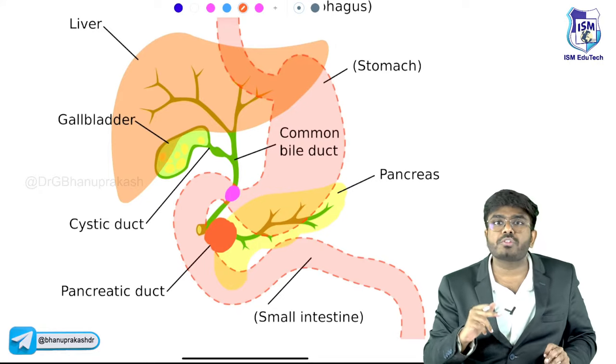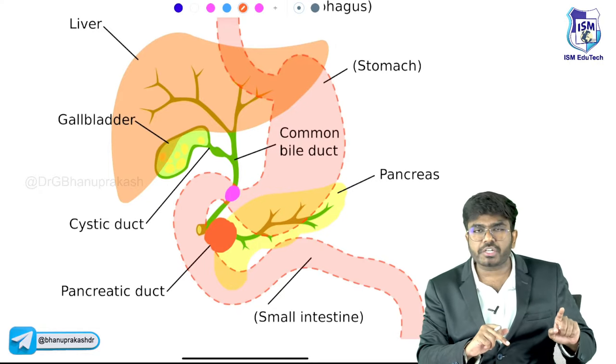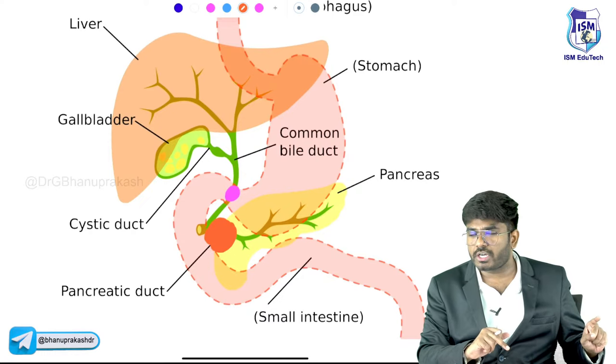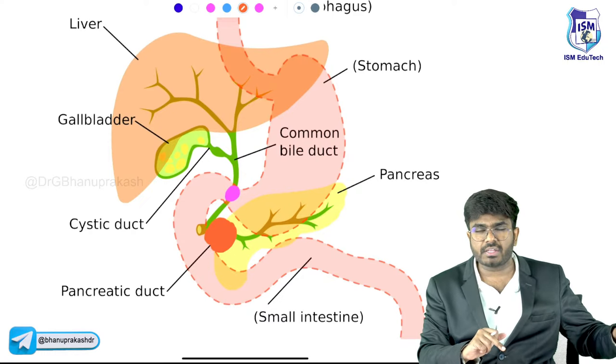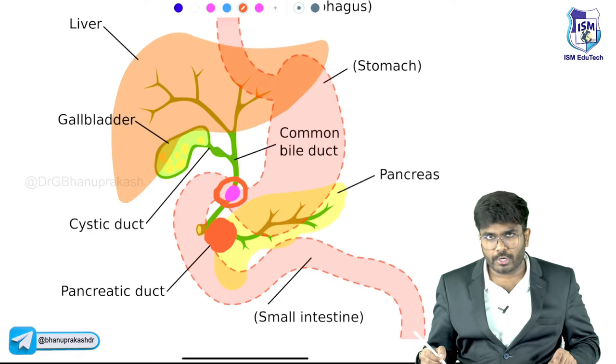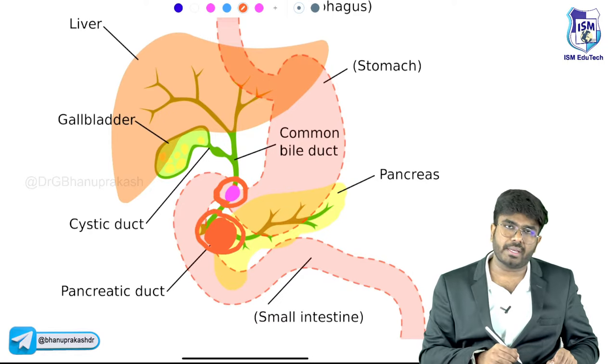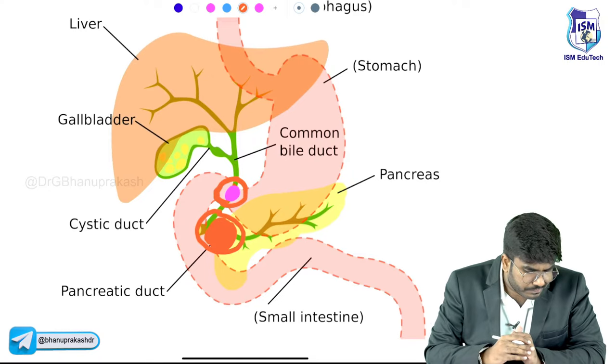How to differentiate between these two conditions? The patient is right now having obstructive jaundice, sir. The obstruction is there in the flow of the bile. Whether this obstruction is because of cholecystitis or because of cancer of the head of the pancreas, how to differentiate?